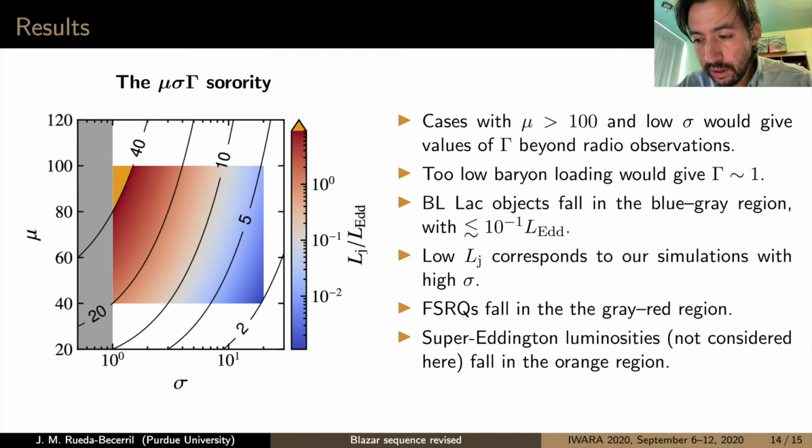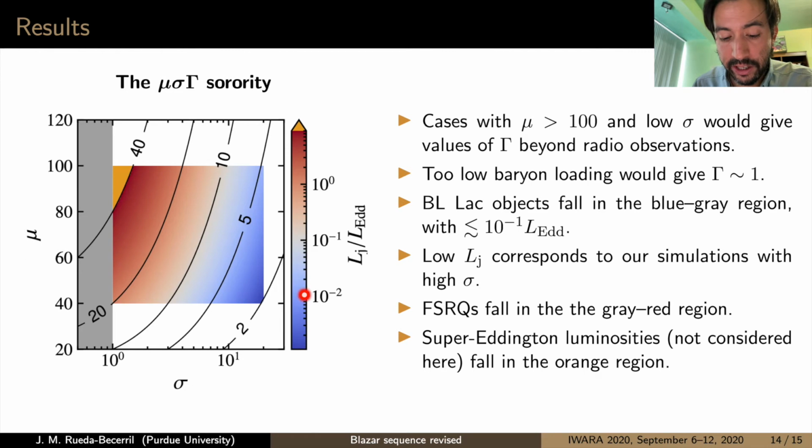So, moving forward, we obtained in our results that the cases with baryon loading greater than 100 and low magnetization would give values of bulk Lorentz factor above the observations given by radio, which would correspond to this region here. Also, we noticed that a very low baryon loading would give an extremely low bulk Lorentz factor, which has not been observed so far.